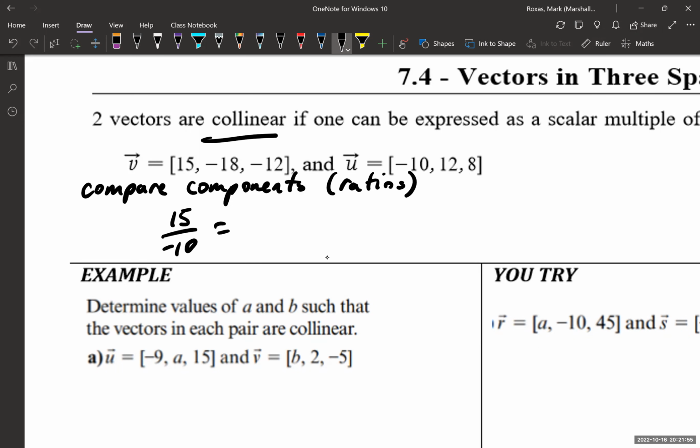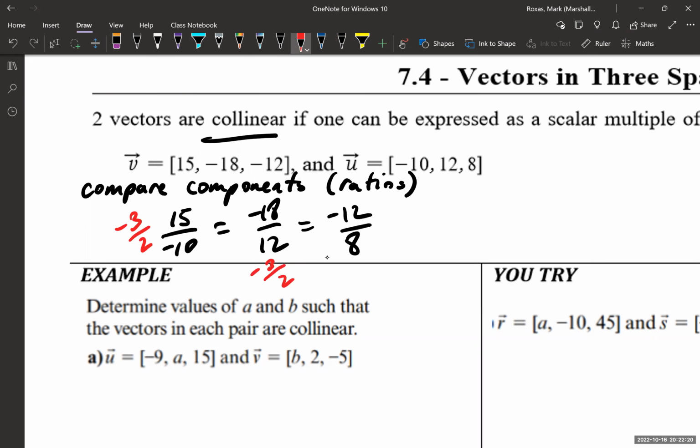What about the y components? Negative 18 over 12, okay? And the z component, negative 12 over 8. Are they the same ratio, right? So 15 over 10, I can reduce that to a negative 3 over 2, divide the top and bottom by 5. 18 over 12, I divide the top and bottom by 6. That is also negative 3 over 2, okay?